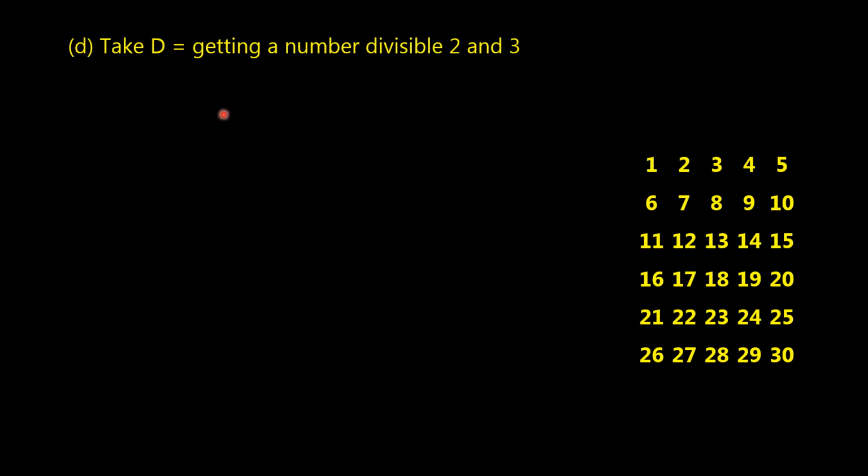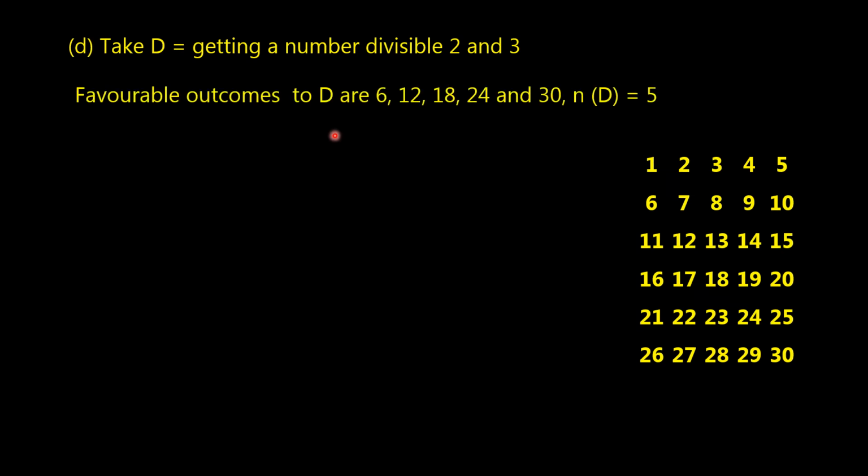Take D is equal to getting a number divisible by 2 and 3. It should be divisible by both 2 and 3. That means you identify the numbers which are divisible by 6. That is enough directly. The favorable outcomes to D are simply multiples of 6, which are divisible by 6, meaning 6, 12, 18, 24 and 30. That's why I wrote the outcomes favorable to D. They are 6, 12, 18, 24 and 30. Therefore n of D is equal to 5. Total 5 outcomes are favorable to D.